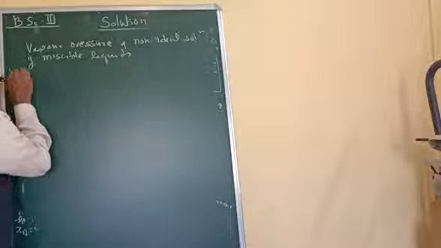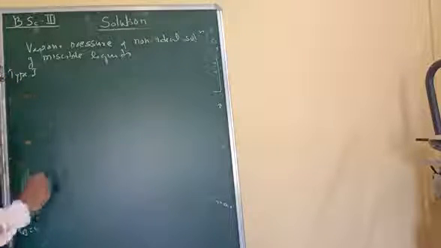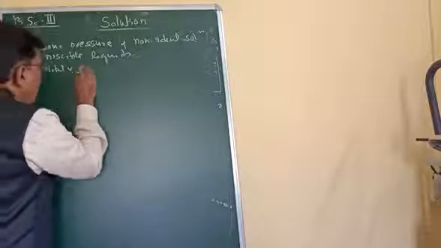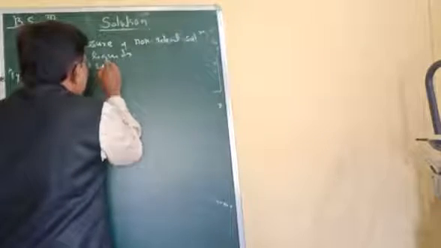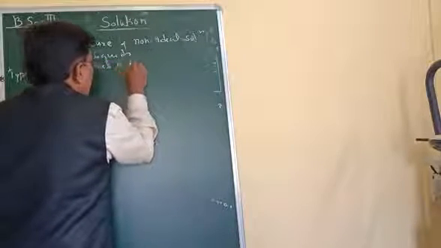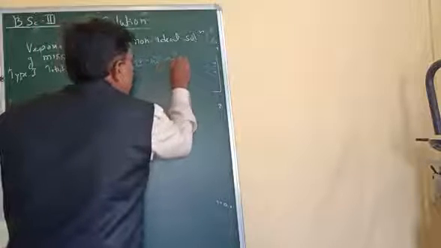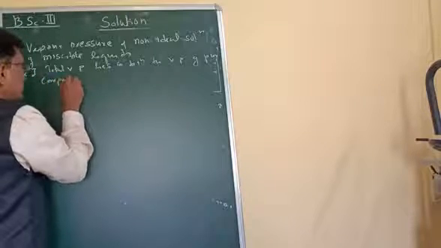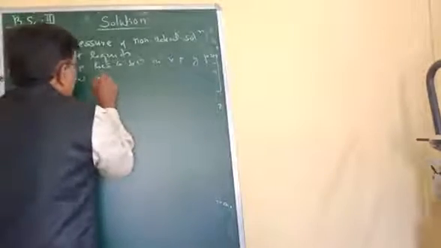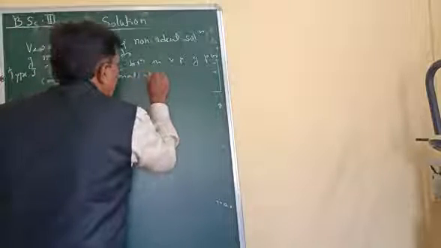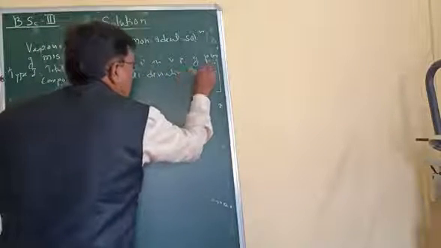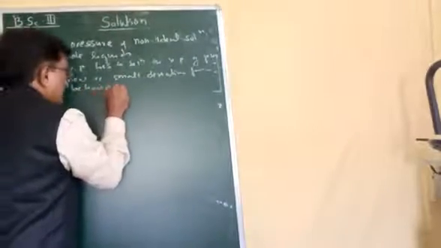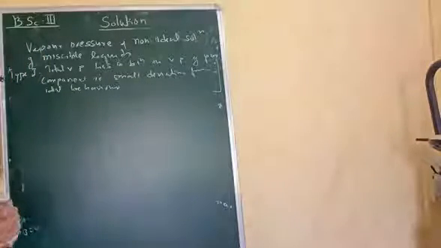Now let us see type 1. Type 1, here total vapor pressure lies in between the vapor pressures of pure components. That is small deviation from ideal behavior. Small deviation from ideal behavior.